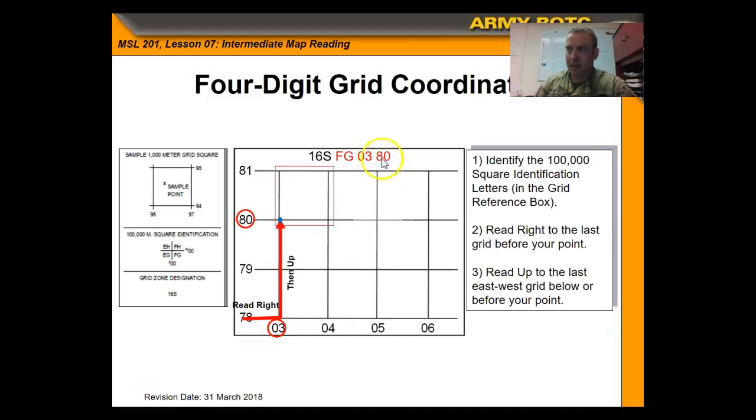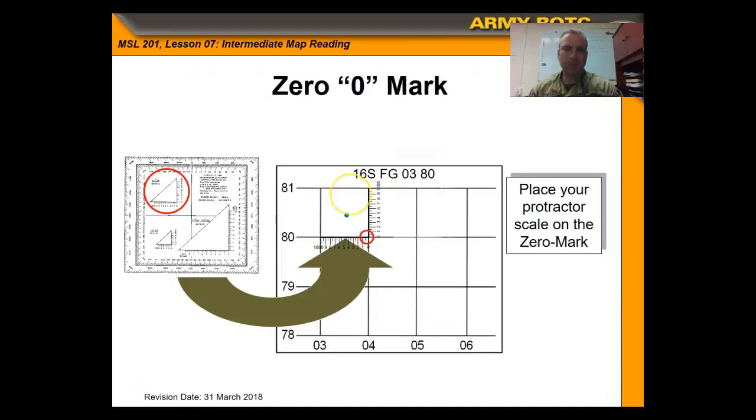And then secondly, you're going to read up until you find your east-west line, your horizontal line, which is the 80 up here. Okay, so you start at the bottom, find the 03, then you go up until you hit that 80. So this box, this grid square, is where you would be operating within from this 03 line reading right and the 80 line reading up. Make sense?